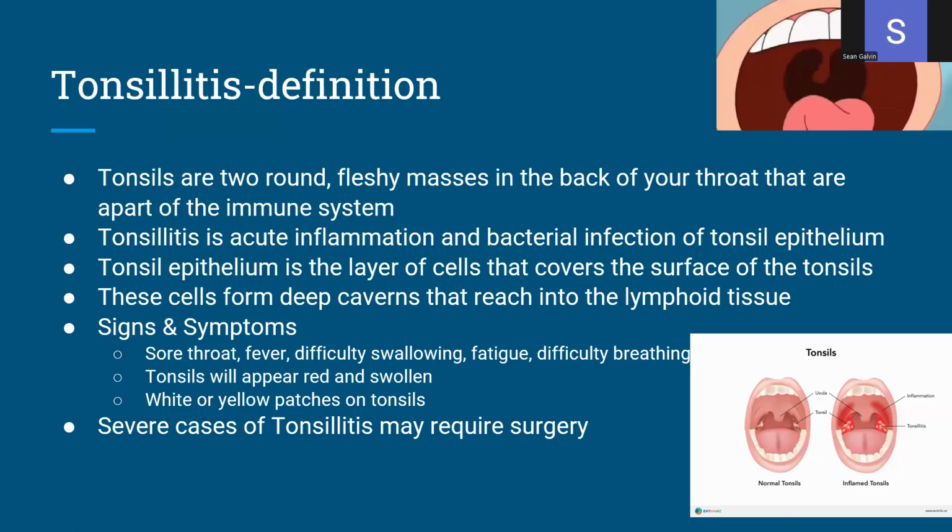So to start off with tonsillitis, we need to define the tonsils. The tonsils are two round, fleshy masses in the back of your throat that are a part of the immune system. And tonsillitis is the acute inflammation and bacterial infection of the tonsil epithelium. The tonsil epithelium is the layer of cells that covers the surface of the tonsils. These cells form deep caverns that reach into the lymphoid tissue.